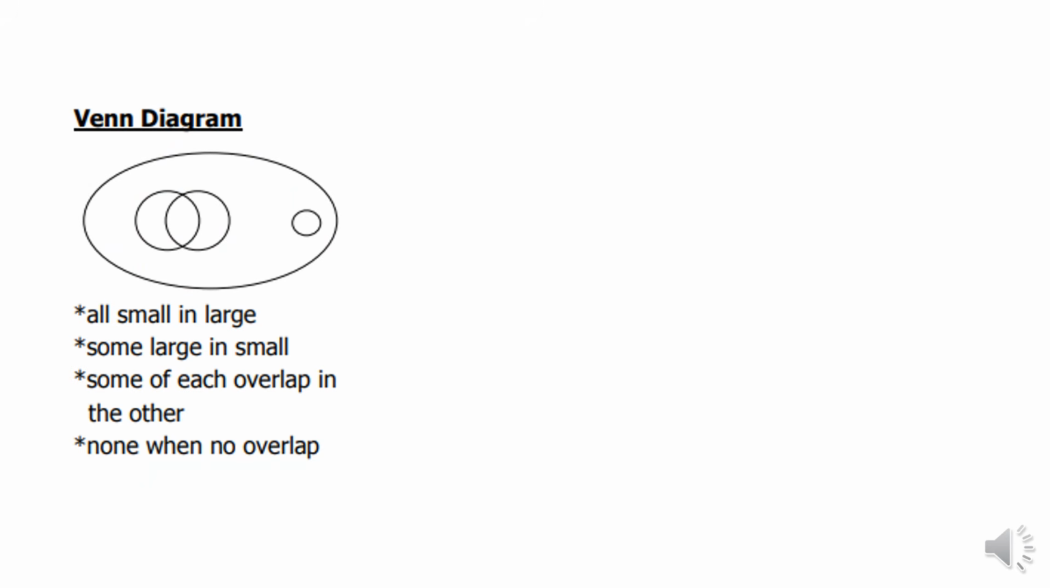Venn diagrams. Anytime they have a statement that is all something, all is going to be your smaller shape. If it is a some statement, that means some of the whatever's in the large circle are also in the small circle. If there's an overlap, some of one is going to be in the other. And if there's no overlap at all, that means that there is a none relationship.